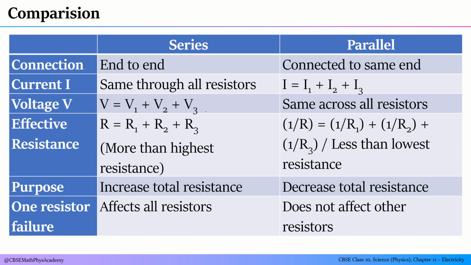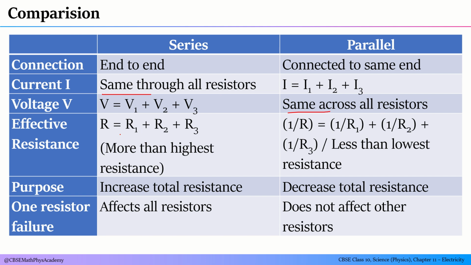So let us quickly sum up the difference between both these connections. Series is connected end to end, whereas parallel is connected to the same end. Current is the same through all the resistors in series, whereas for parallel it is the sum of the current flowing through individual resistors. Voltage in series is the sum of the voltage across individual resistors, whereas for parallel it is the same. The current and voltage behavior is just the opposite. In series the current is the same, whereas in parallel the voltage is the same. So you have to note the difference.